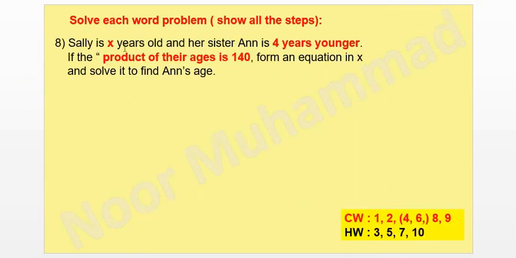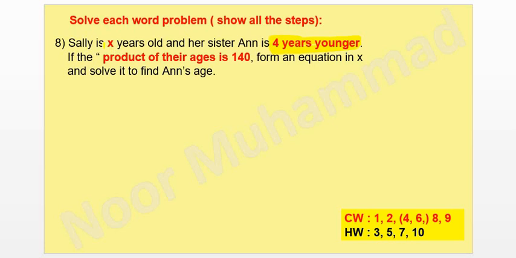It says Sally is x years old and her sister Anne is 4 years younger. So remember, when it's a case of younger, we subtract this 4 from Sally's age. If it is a case of older, then we will add this number to the variable, right?